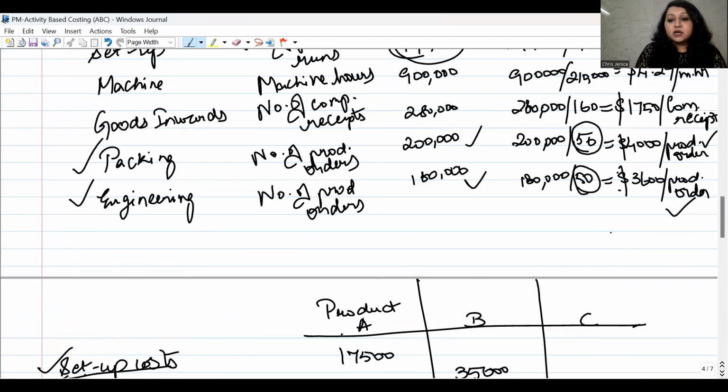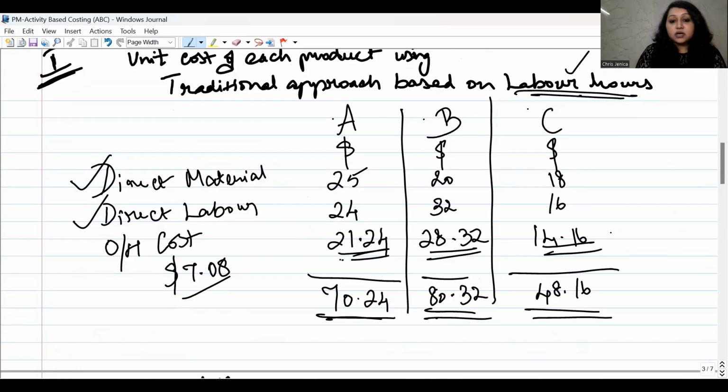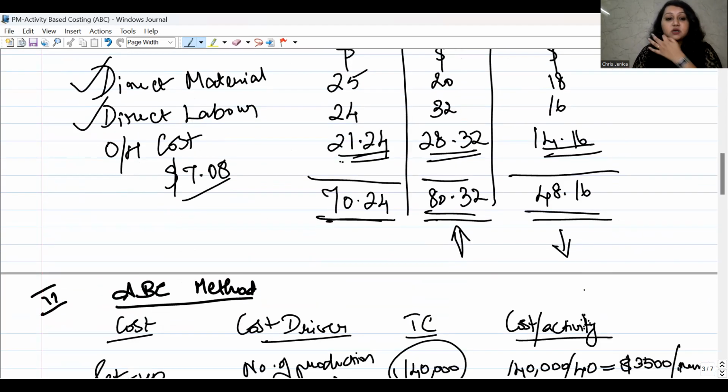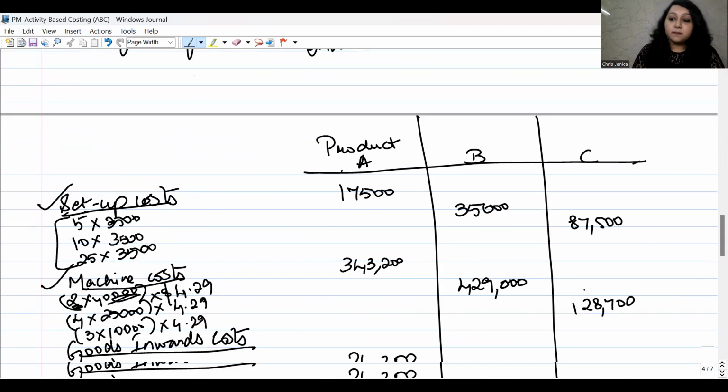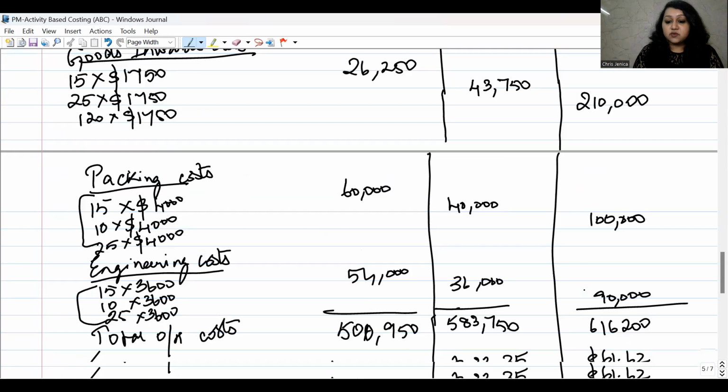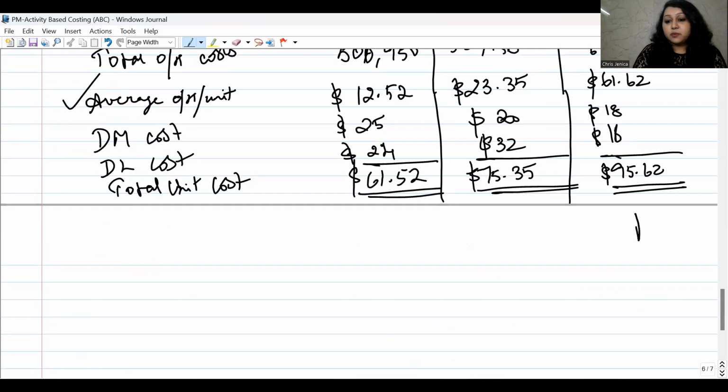Now, if you see, we have a difference between our absorption costing cost and total cost of product under activity-based costing. Here, we have seen that product B has the highest cost and product C has the lowest cost of a product absorbed into a product. But as per ABC costing, we have product C as the highest cost and product A as the lowest cost.